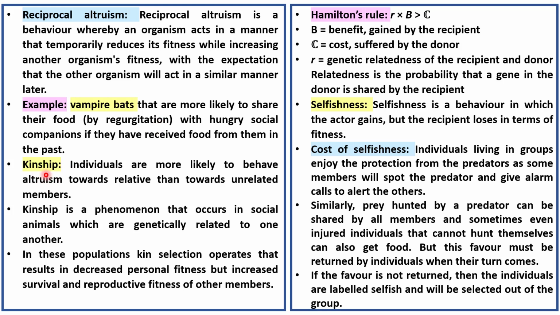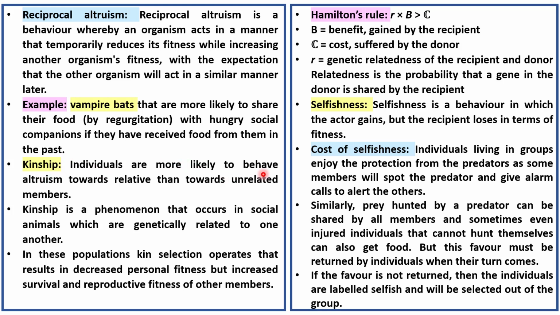Next is kinship. Suppose you have some limited amount of food. Now your friend as well as an unknown person both are starving. So whom will you provide food to? You will provide it to your friend obviously. That is called kinship.